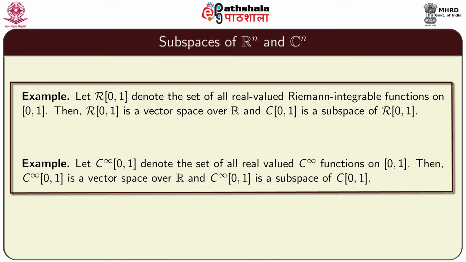So, if we see these two examples together, then we see that we have created a tower of vector spaces, which is C infinity [0,1] contained in C[0,1] contained in R[0,1].